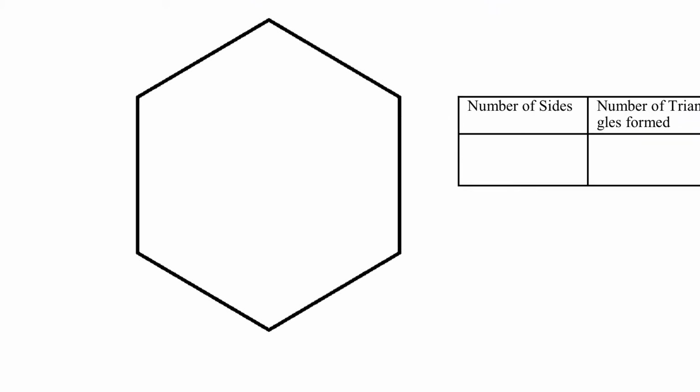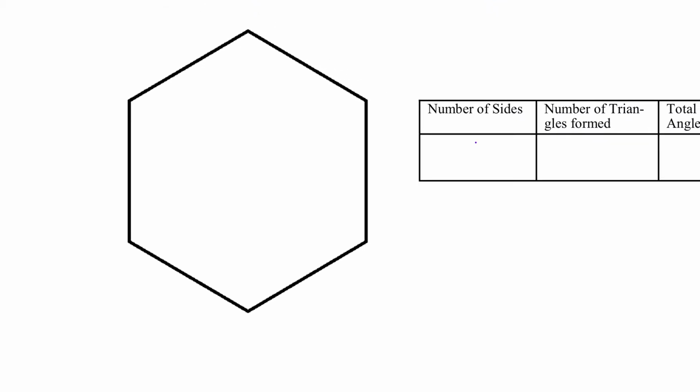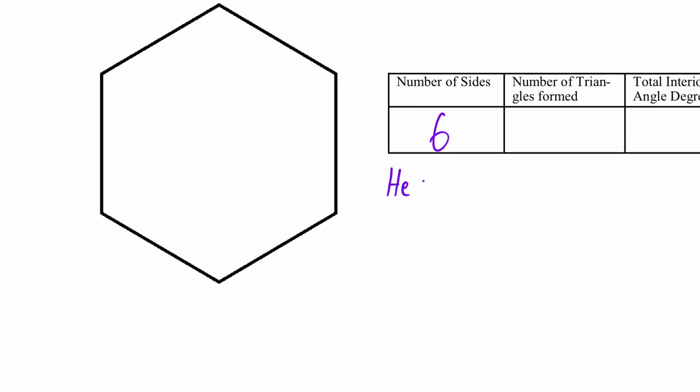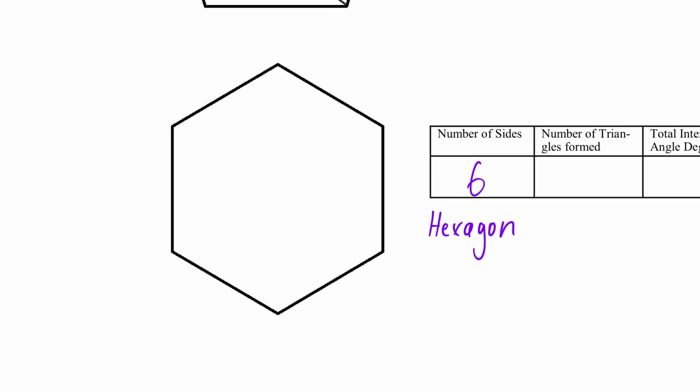Okay, next one. How many sides does this shape have? 6. What do we call a 6-sided shape? It is a hexagon. 6 sides is hexagon. Now I'm going to do the same thing here. I'm just going to go from this corner, and I'm going to draw from here to here, from here to here, and from here to here.